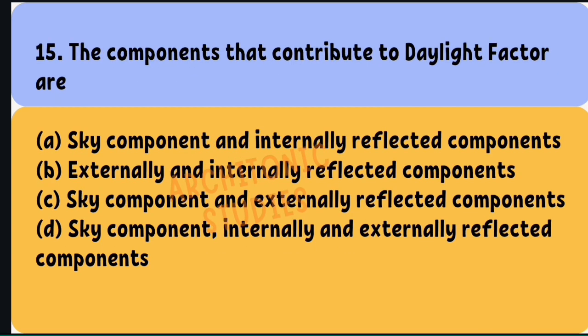Next, the components that contribute to daylight factor are: sky component and internally reflected component, externally and internally reflected component, sky component and externally reflected component, sky component, internally and externally reflected component. And the answer is the D, sky component, internally and externally reflected component.